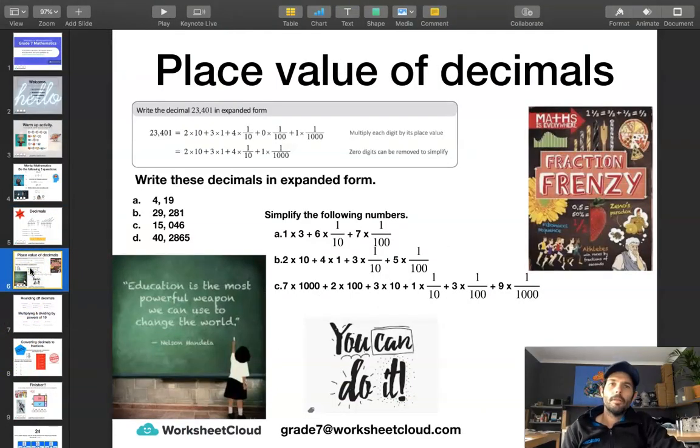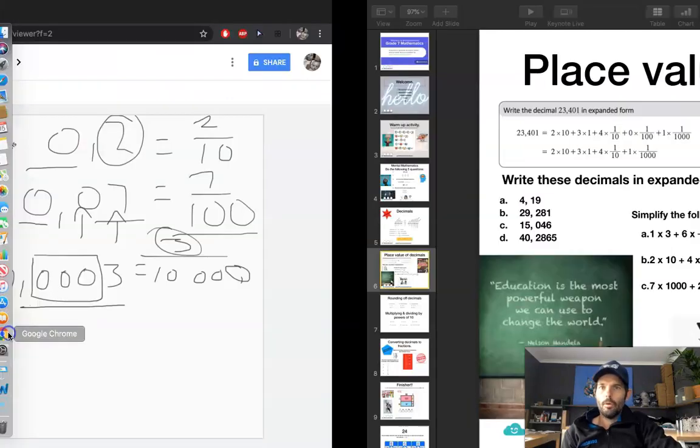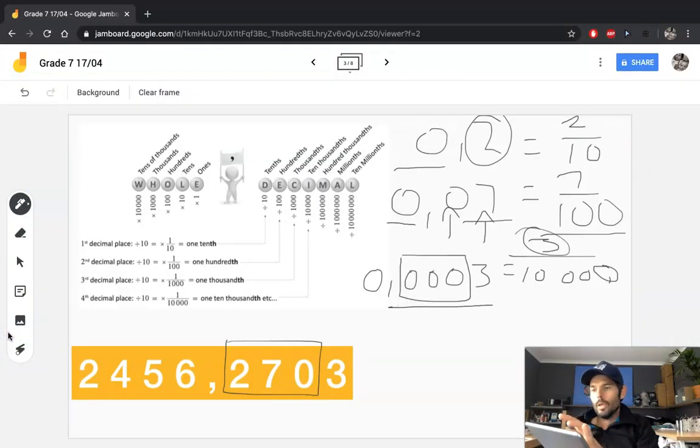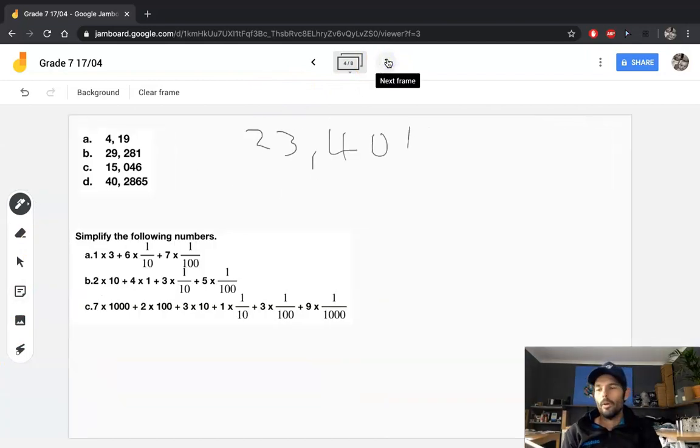Place value of decimals. To understand place value of decimals, we learn to write them in expanded form. As you can see in the example, there's 23,401. I'm just going to take you back to the Jamboard and write 23,401. Okay, there it is there. So we know that the 2 is worth 2 multiplied by 10. We know the 3 is worth 3 multiplied by 1.